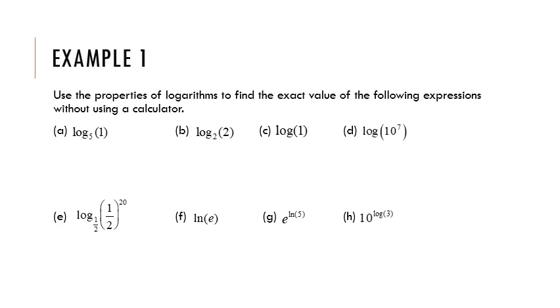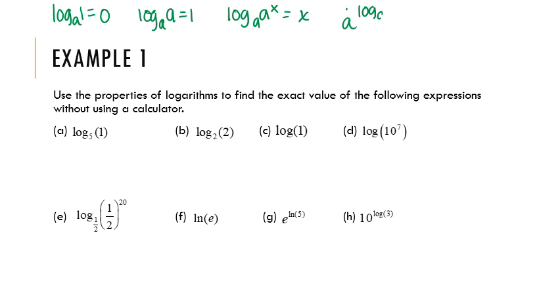So far we have 4 properties. Let's put these right here so that we have them to look at as we're evaluating and using them. The first one was log base a of 1 equals 0. Log base a of a equals 1. Log base a of a to the x equals x. And a to the log base a of x equals x.